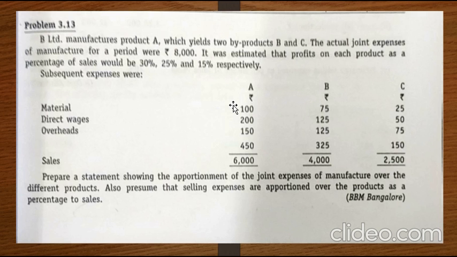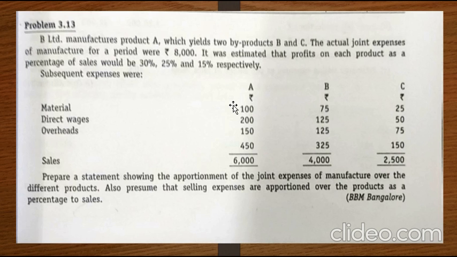Subsequent expenses were material, direct wages and overheads, and there are three processes A, B and C. So material, direct wages, overheads. They have given material, direct wages and overheads for process A, process B, and for product A, product B and product C, and they have given sales.